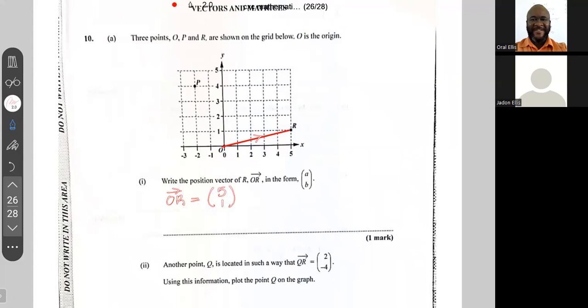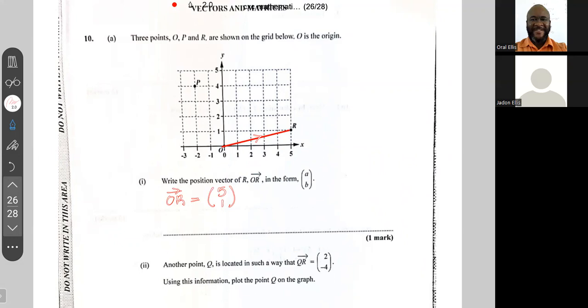So the top value represents horizontal movement. The bottom value represents vertical movement. If you're moving to the right, the top value is positive. If you're moving to the left, the top value is negative. If you're moving up, the bottom value is positive. If you're moving down, the bottom value is negative.